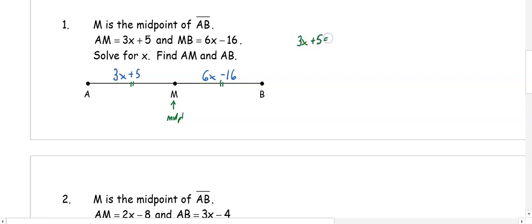So 3x plus 5 is equal to 6x minus 16. We can subtract 3x from both sides, and we can add 16 to both sides. So we get 3x equals 21. When we divide, we get x is 7. Then we want to substitute. The length of AM is 3 times 7 plus 5. Well, 3 times 7 is 21, plus 5 is 26. And then we have 6 times 7 minus 16, which is also 26. This should make sense because they are congruent, so they are going to be equal.